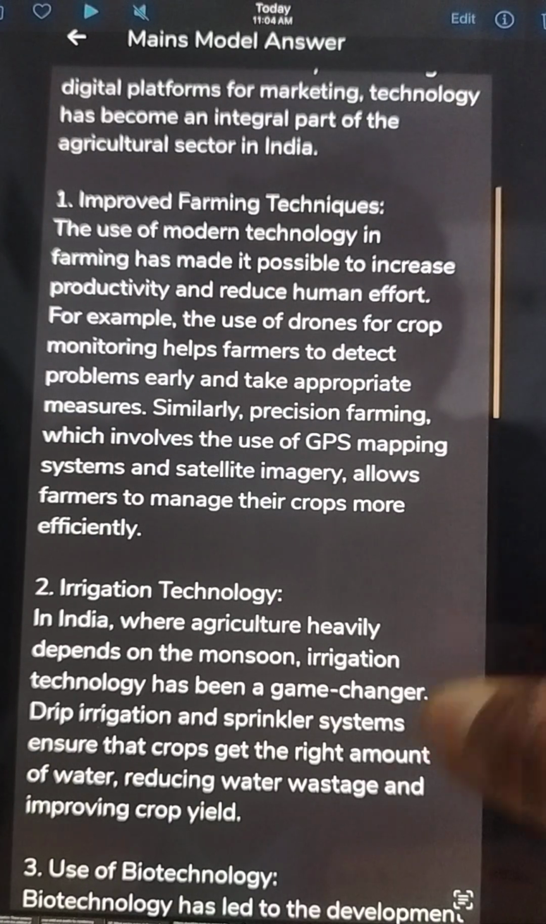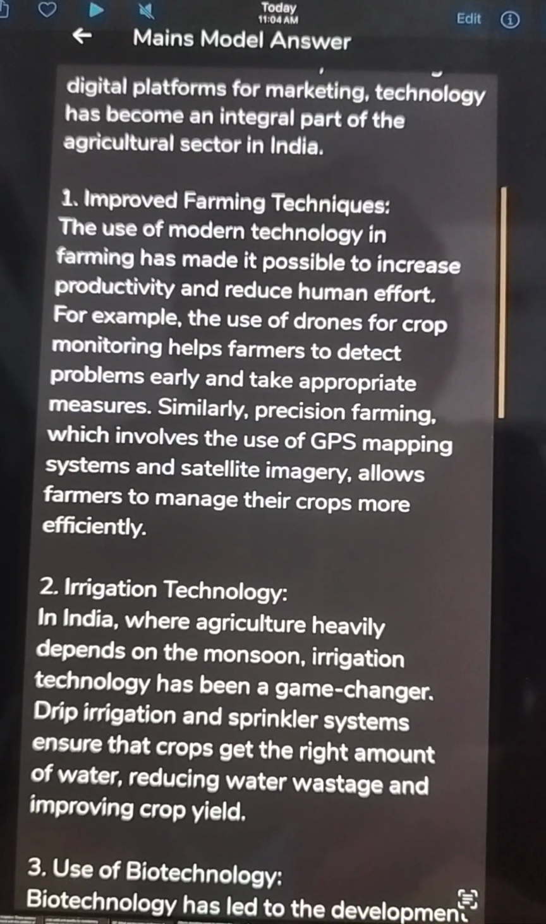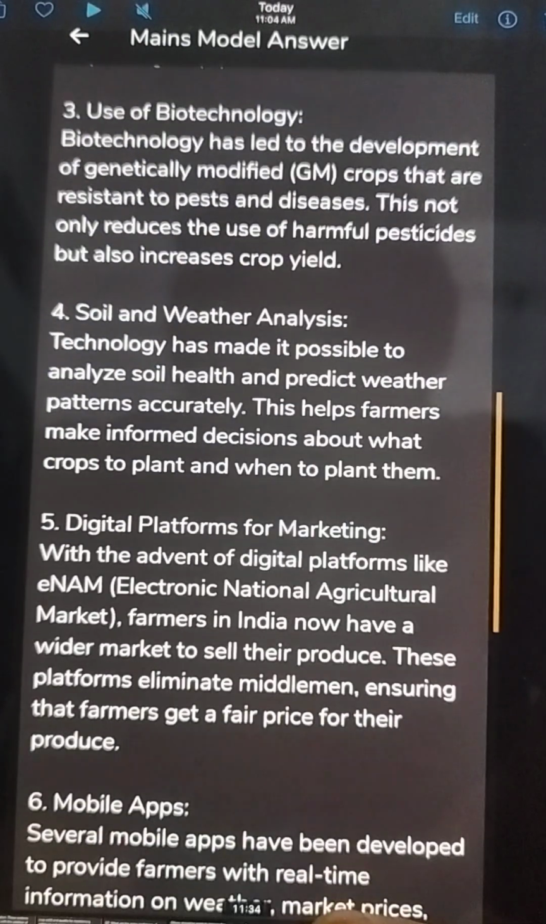Then comes irrigation technology. In India, where agriculture heavily depends on the monsoon, irrigation technology has been a game changer. Drip irrigation and sprinkler systems ensure that the crop gets the right amount of water, reducing water wastage and improving the crop yield.